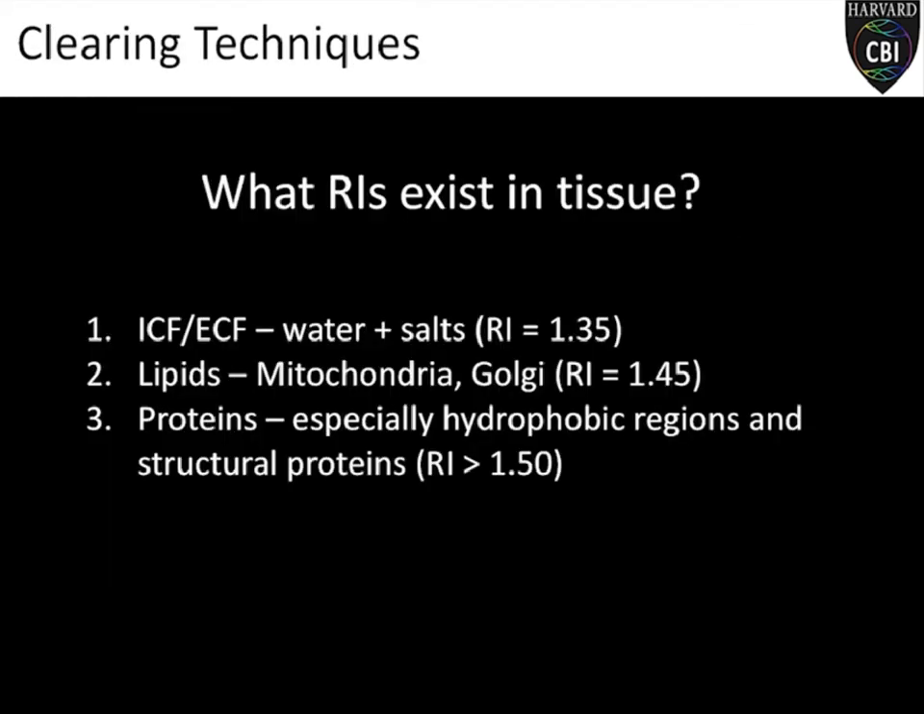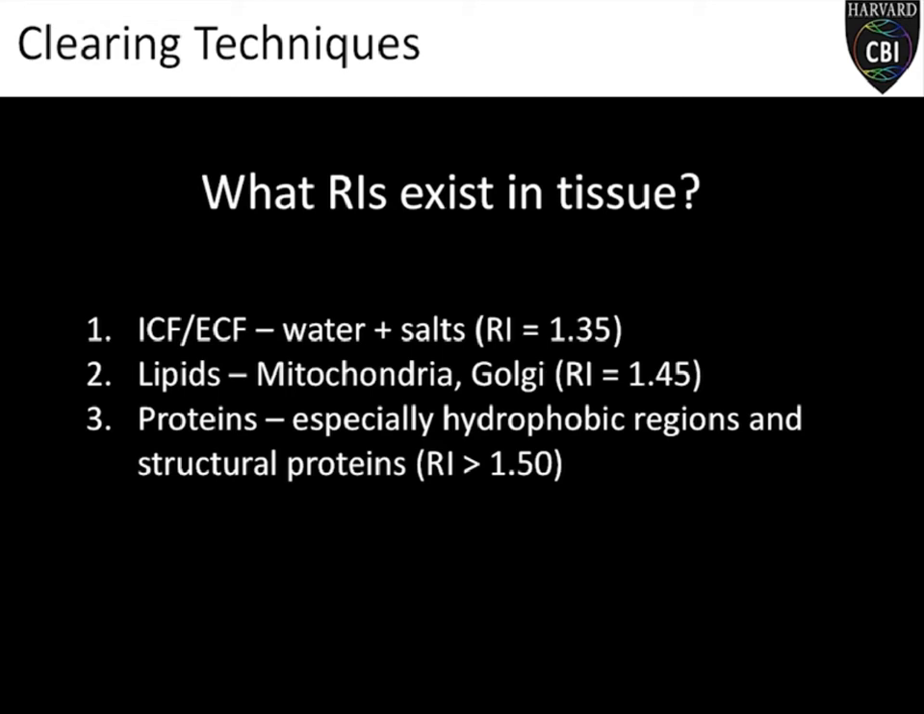So what are the different refractive indices that exist in tissue that give rise to this cloudy mess that we're trying to image through? Well, there's a couple components that are really key to this. So obviously we have a lot of intracellular fluid, extracellular fluid that is primarily made up of water and salts and a bit of protein. This usually has a refractive index around 1.35, so just a little bit higher than water.